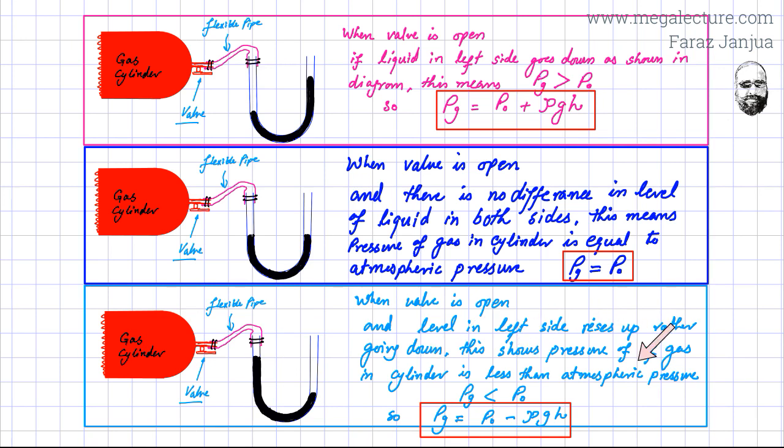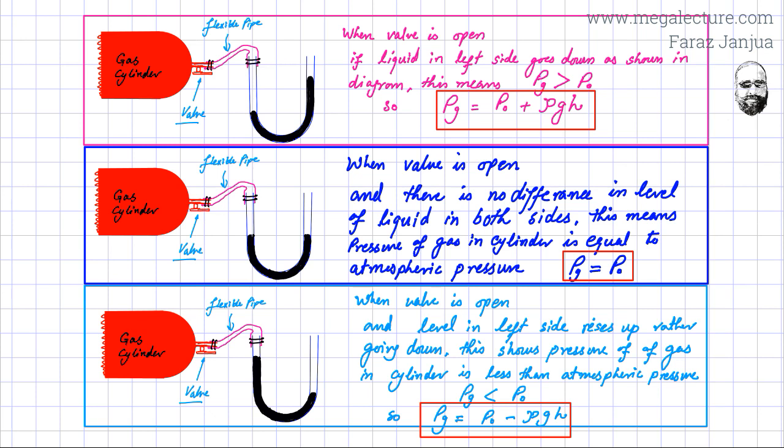This is illustrated in the statement over here as well. The conclusion is the pressure of the gas is lower than atmospheric pressure. And if you need to know the pressure of gas in the cylinder, it will be atmospheric pressure minus rho GH. So we subtract rho GH in this case.